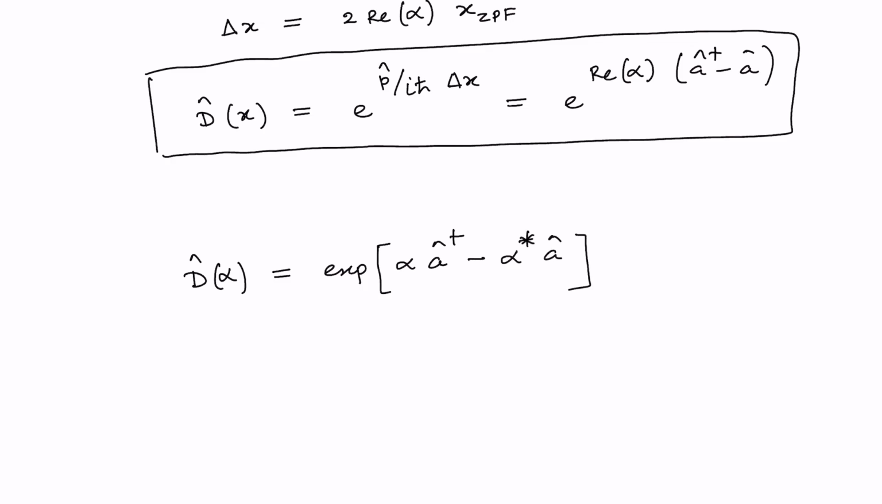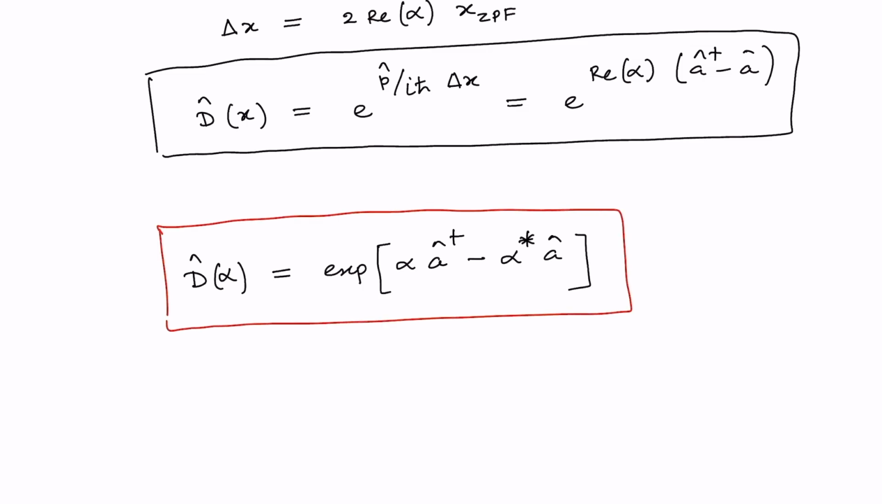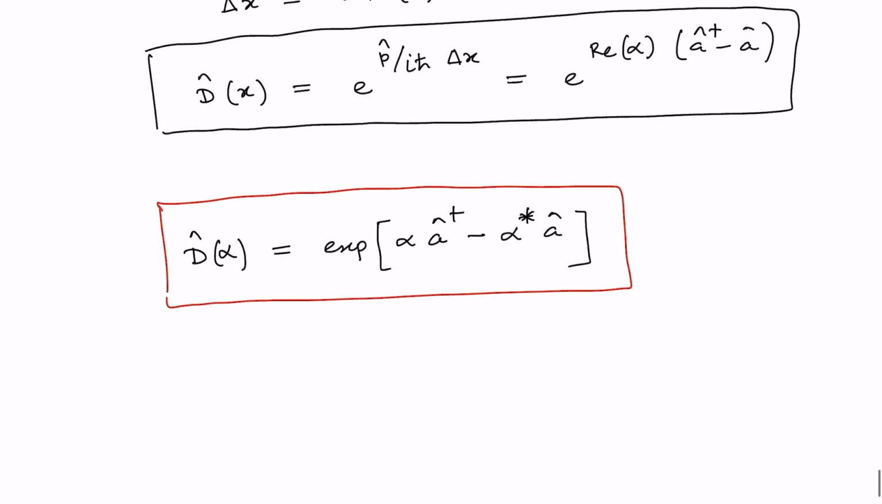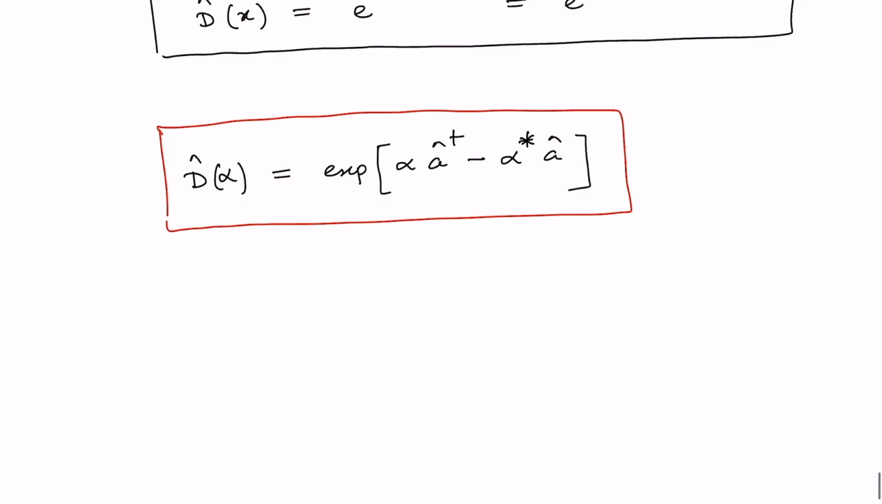So this is the general definition of the displacement operator, and because we have already learned as part of our analysis that this coherent state |alpha> is nothing but the displaced ground state, if I apply this displacement operator on the ground state, I should be able to get a coherent state. So let me actually show you this by explicit calculations.